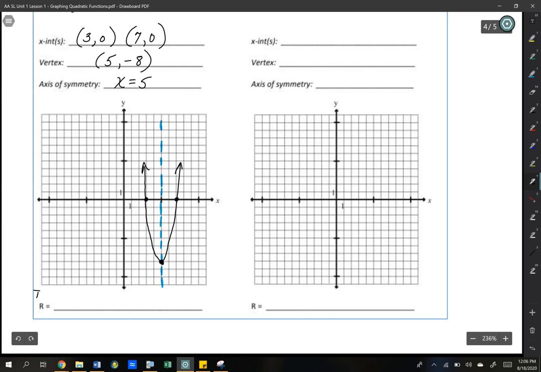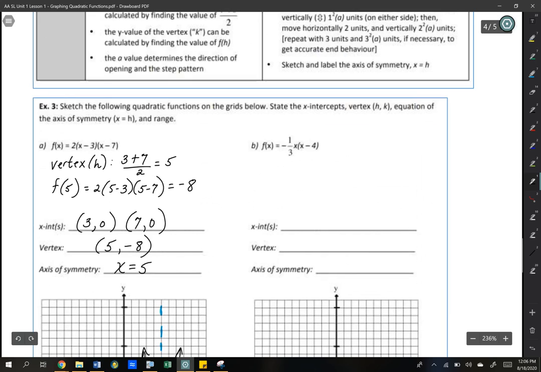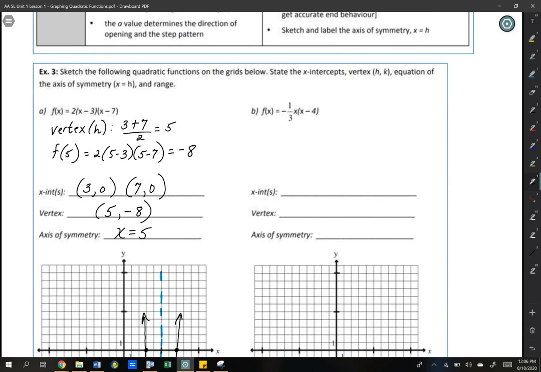Right, our domain in this case is going to be all real numbers. And our range in this case is going to start right here, right? That's negative 8, and it goes to positive infinity. All right, I would say at this point, pause the video and try B, and then come back and see if you got it right.